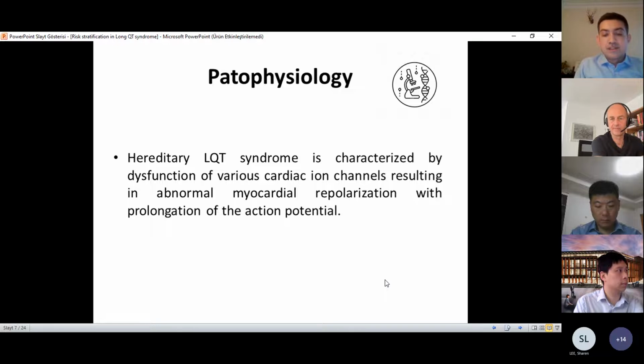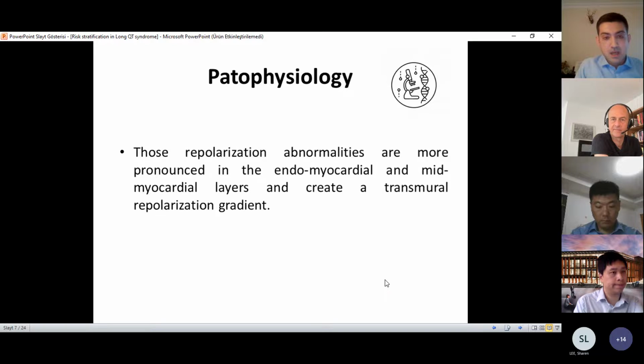Hereditary long QT syndrome is characterized by dysfunction of various cardiac ion channels, resulting in abnormal myocardial repolarization with prolongation of the action potential. Those repolarization abnormalities are more pronounced in the endomyocardial and midmyocardial layers and create a transmural repolarization gradient. This transmural dispersion of repolarization represents a proarrhythmic electrical substrate predisposing to triggered activity that may result in torsade de pointes or polymorphic ventricular tachycardia.